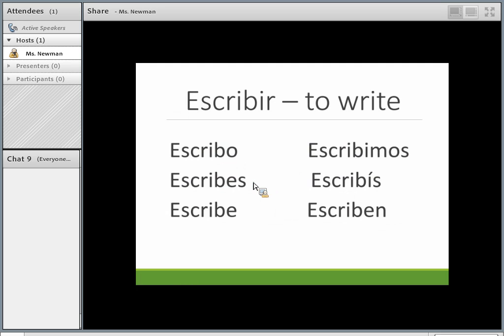Okay, here's another IR verb, very important that you need to know. Escribir, that's one that's used a lot, right? Escribir, to write. So go ahead and repeat after me. Escribo, escribes, escribe, escribimos, escribís, escriben.